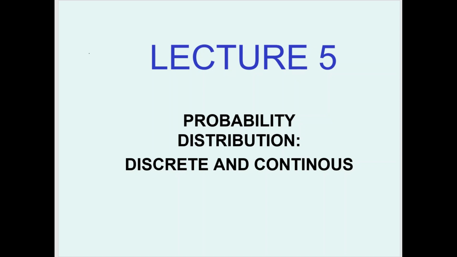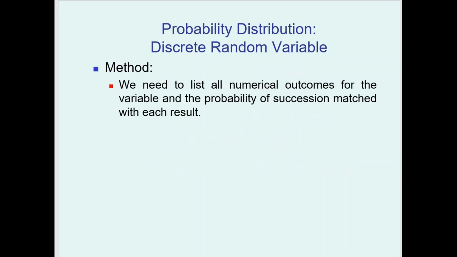So let's move to page 8 of the lecture notes. In this slide, it explains the method for measuring the probability distribution of a discrete random variable. The method is that we need to list all the numerical outcomes for the variable and the probability of occurrence matched with each result. These are the steps needed to calculate the distribution of a discrete random variable.